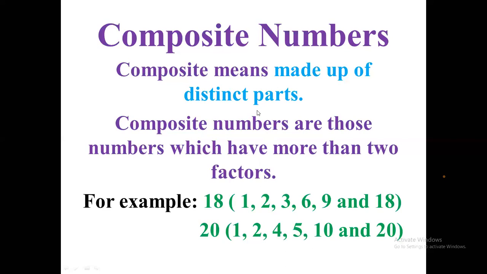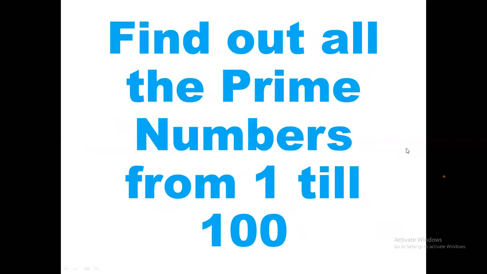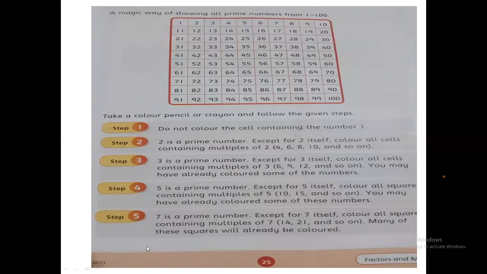Next, there is an activity over here, children, in which you have to find out all the prime numbers from 1 till 100. You are going to play this activity with me, and I am going to help you because it's very simple. For this activity, you just have to open your Countdown book, page number 25. On page 25, you can see a small 10 by 10 grid in which the numbers 1 till 100 are written. You just have to open this page and follow these instructions.